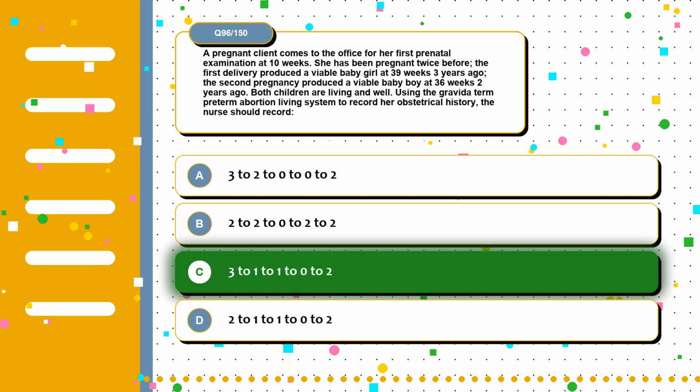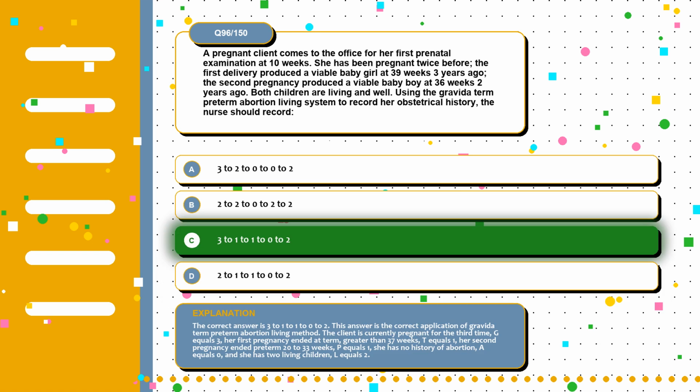The correct answer is option C, 3-1-1-2-0-2-2. This answer is the correct application of the gravida-term-preterm-abortion-living method. The client is currently pregnant for the third time, G=3. Her first pregnancy ended at term, greater than 37 weeks, T=1. Her second pregnancy ended preterm, 20 to 33 weeks, P=1. She has no history of abortion, A=0, and she has 2 living children, L=2.